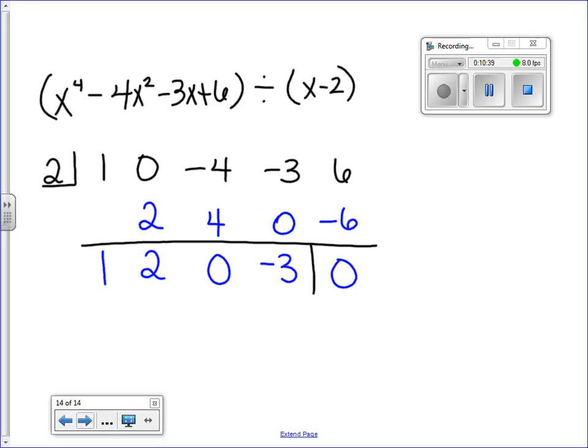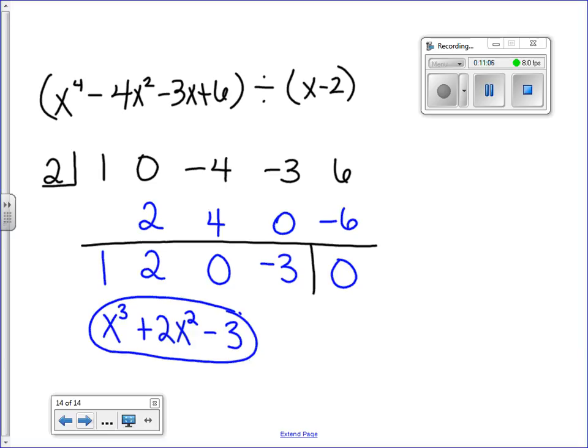Awesome. So, then you go ahead and lose an x. X to the third plus 2x squared. You don't have to write 0x if you don't want to. You can just write minus 3 if you want. That's your answer.